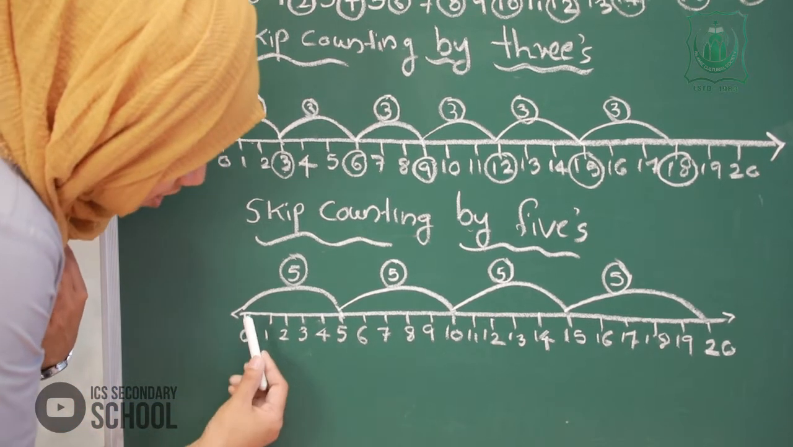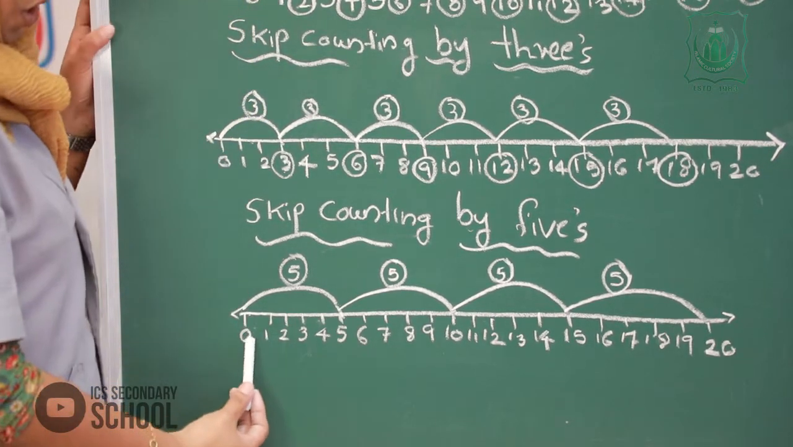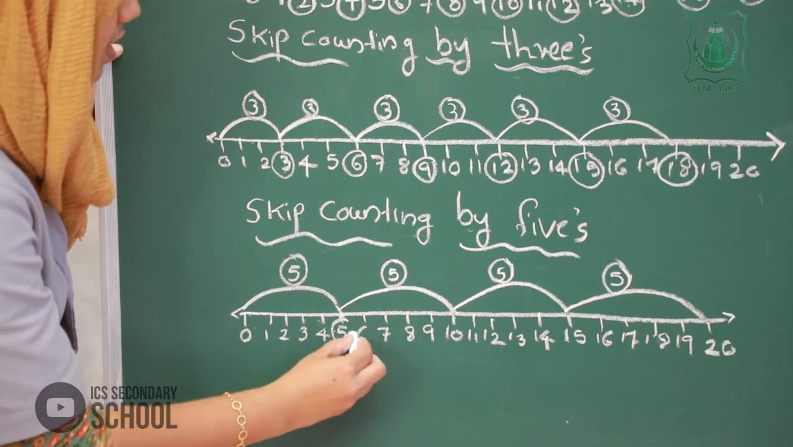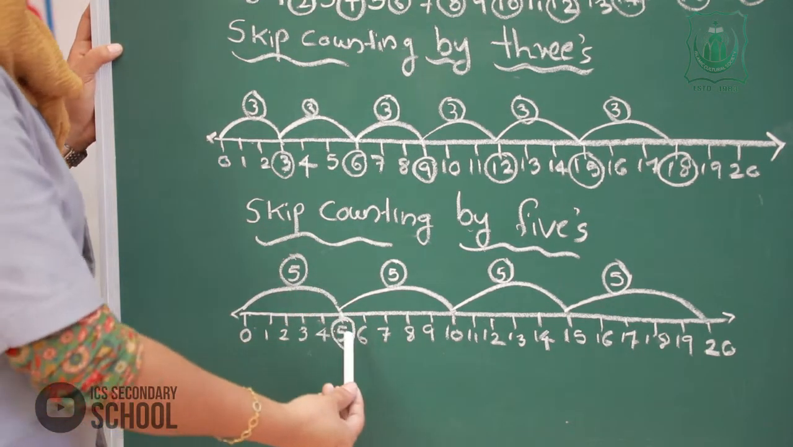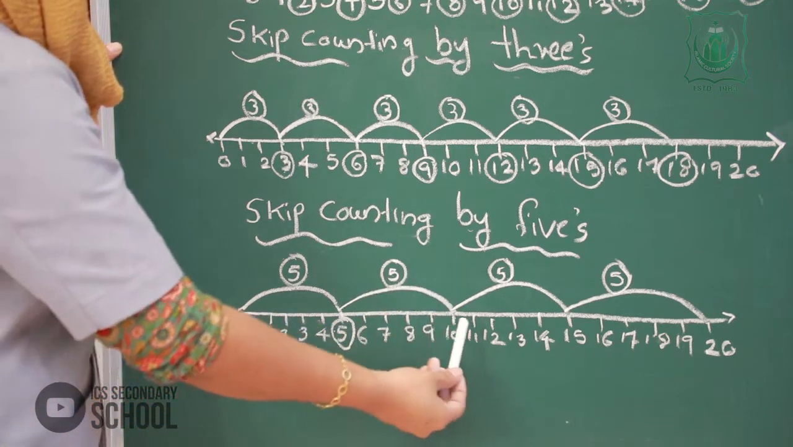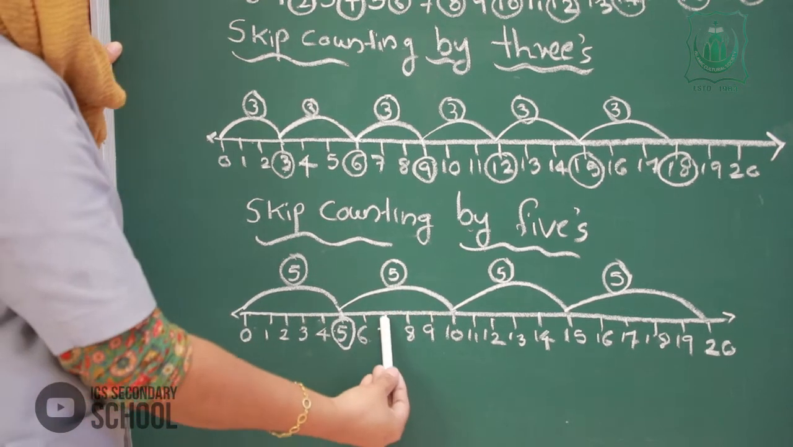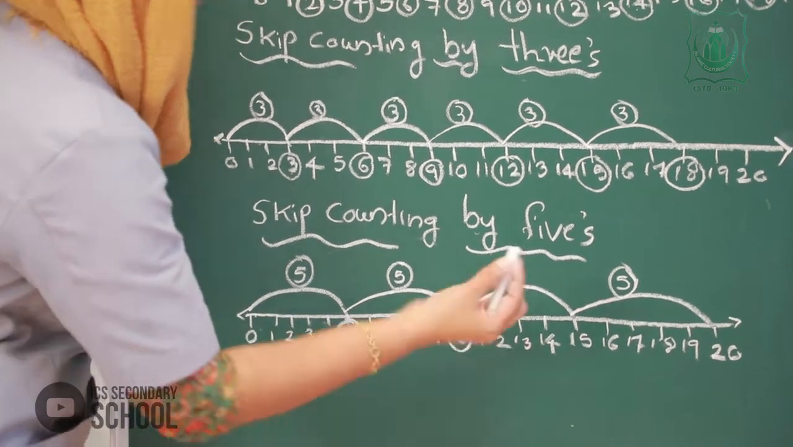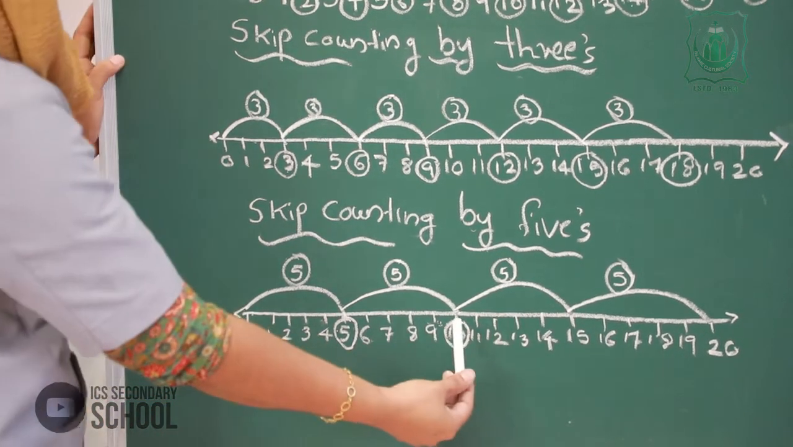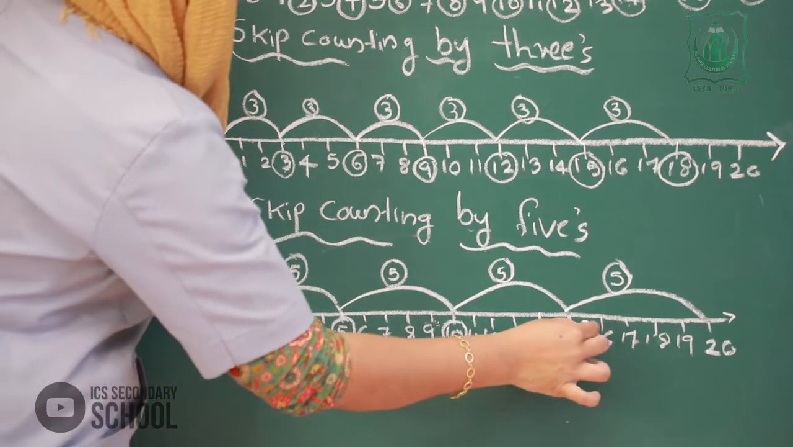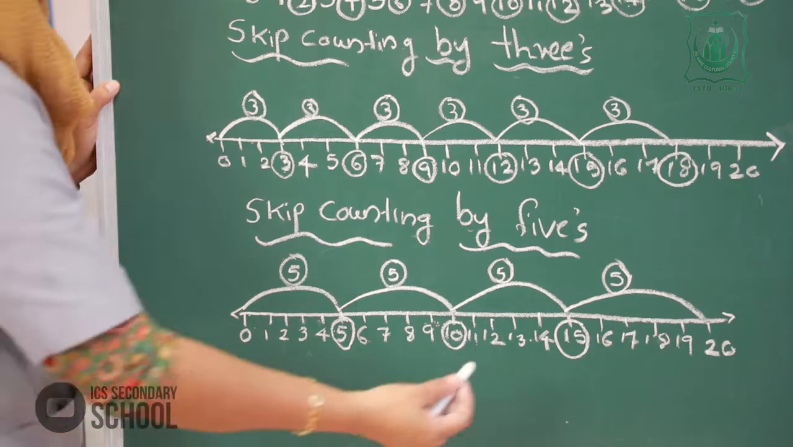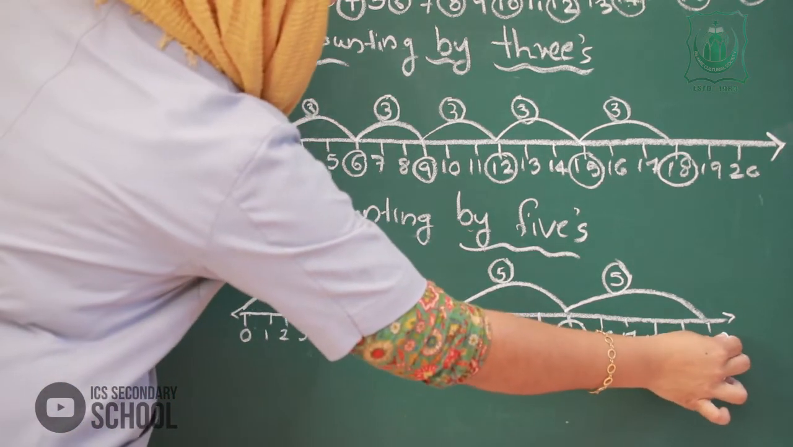From 0, we start the counting. We get the number 5. Then again we start the count from 5. We get 1, 2, 3, 4, 5. Yes, we get the number 10. Okay. 1, 2, 3, 4, 5. We get the number 15. Okay. Again we count. We get the number 20.